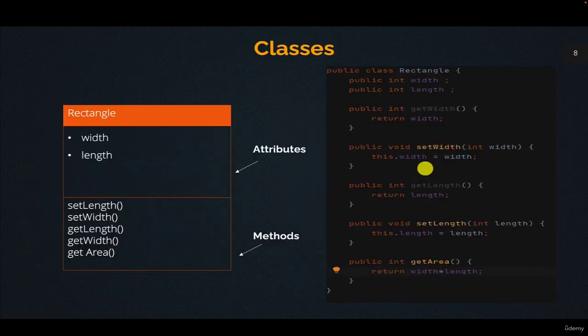Also here we have, for example, a class that's called rectangle. So this class has a width and length. Those are its attributes. They are integers. On the other hand, we have methods inside it like setLength, which gives or sets a value for the length. We have getLength, which gets the value of the length, and so on. And for example, we can have a method that's called getArea. So it multiplies the width and the length and returns the value of them.